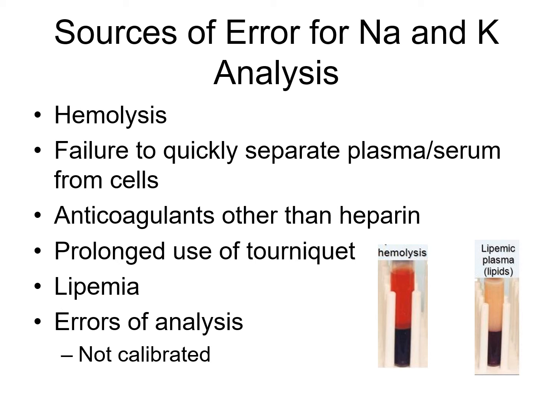We need to quickly separate. If we fail to do that, the separation of plasma and the cells, the components that are present inside the cells may leak out and lead again to false results. Anticoagulants other than heparin can also interfere with the test. Prolonged use of a tourniquet, because of hemoconcentration, and lipemia, which can interfere with the measurement, and maybe other possible errors in the analysis, for example, if there is a problem with the instrument, the selective electrode, and so on.